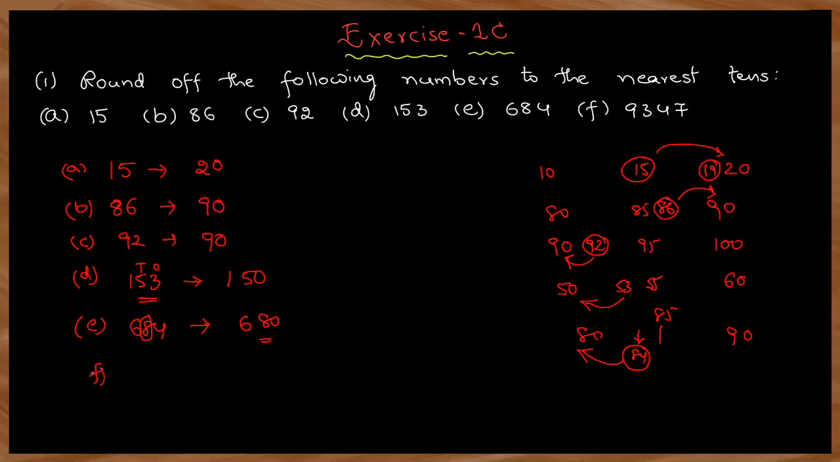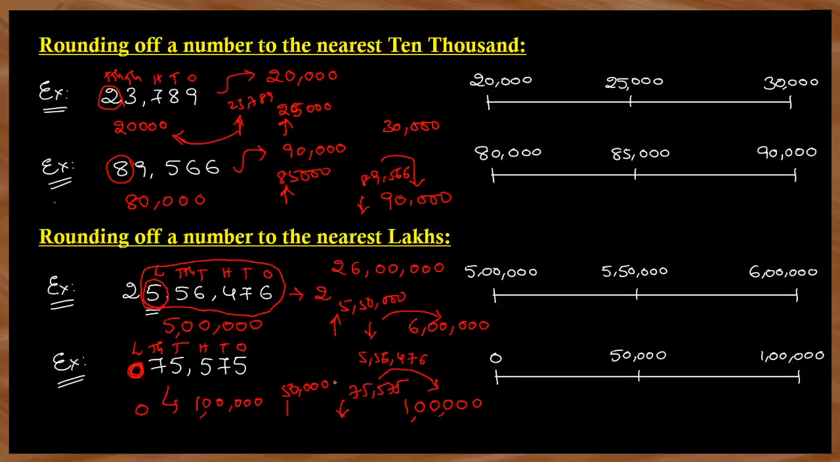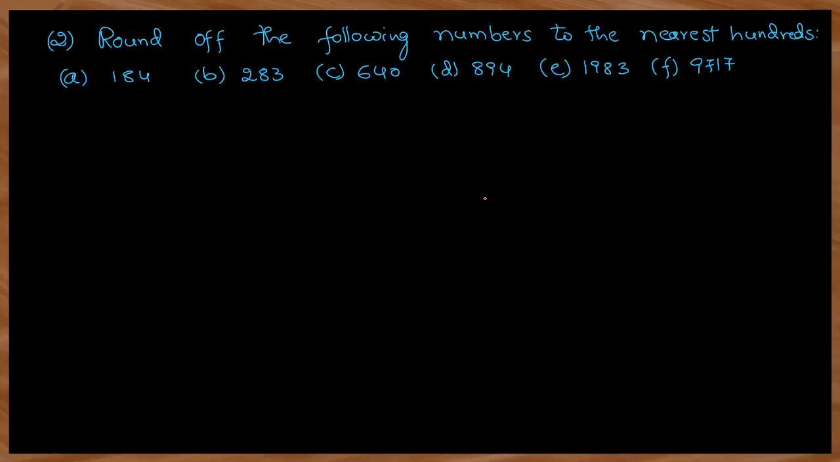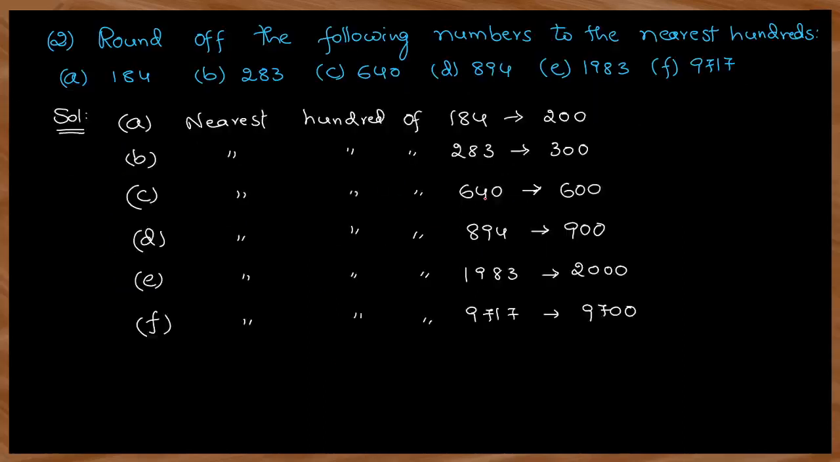Next is given a 4-digit number, which is 9347. But he is asking only for nearest tens. So take up to here, write the remaining numbers as it is. 47 is nearest to the 50. Obviously it is 50. So 9350 is the nearest 10 of this. So now you can write it in the form like this. Write this in this form, nearest 10 of 15, like that. So now we are going to the second problem.